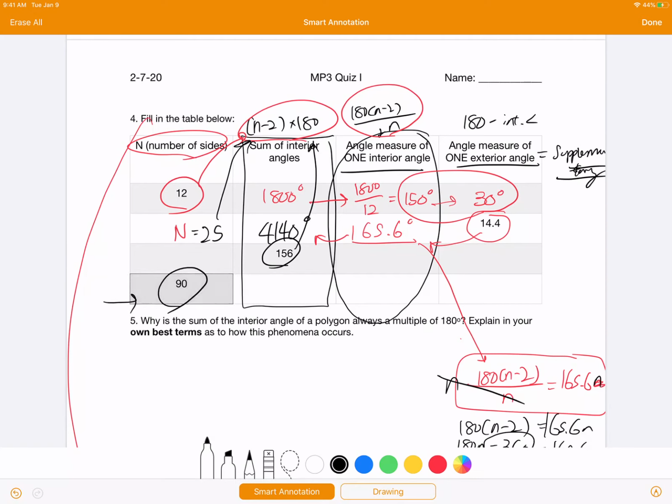This last row right here is going to be the same as the first row, so you just have to apply it. I'm going to leave these two rows blank for you guys to do. Like I said, I'm not going to go over every single detail about these questions.